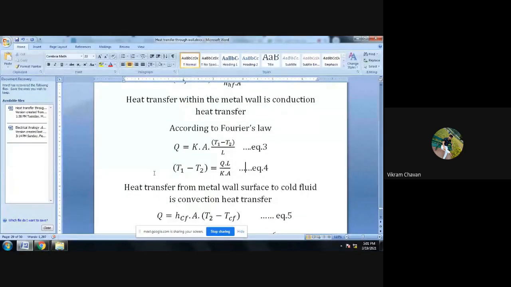Okay, so we have written equation number 4. Conduction means what? If two bodies are in physical contact, or the heat is transferring within a substance, then that particular heat transfer is considered conduction.